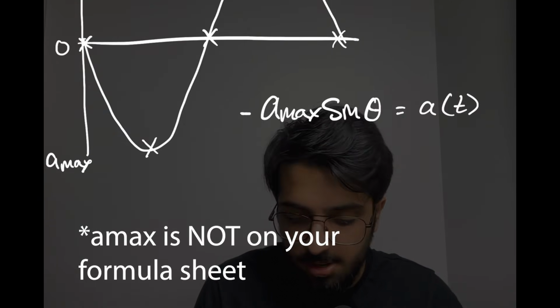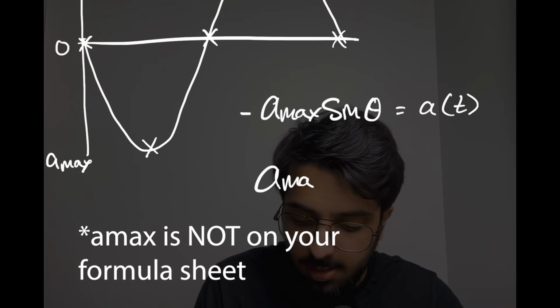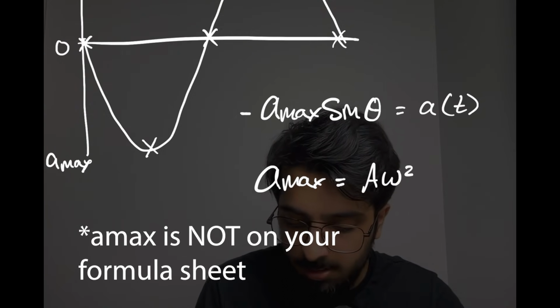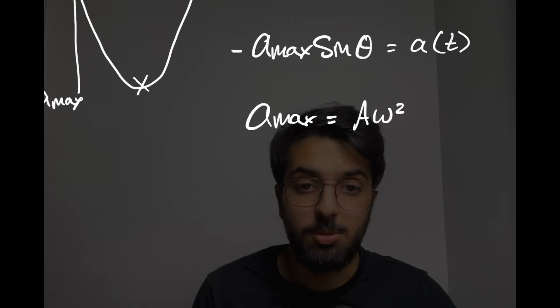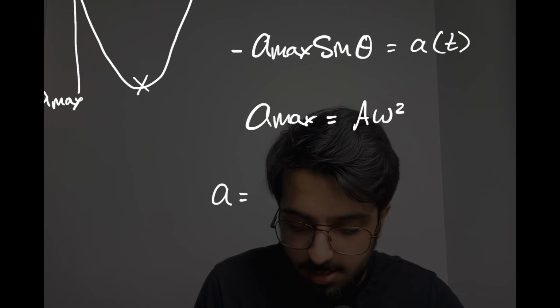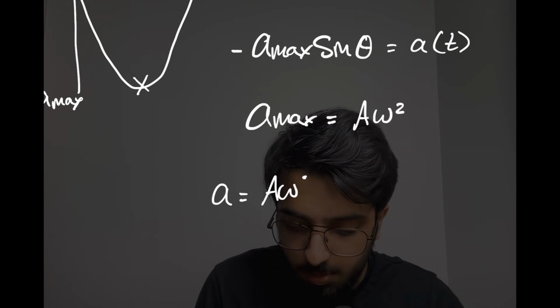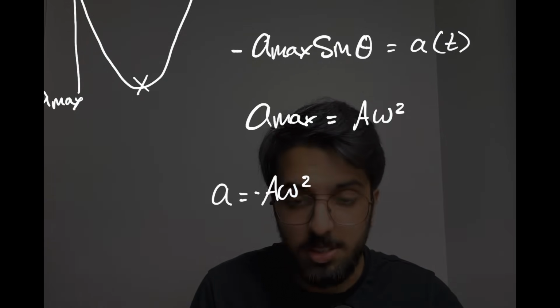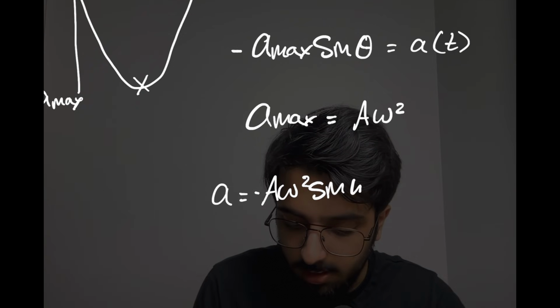And on your formula sheet, you should also see that A max is equal to A omega squared. And so the equation that you'll see on your formula sheet is A is equal to negative A omega squared sine omega t.